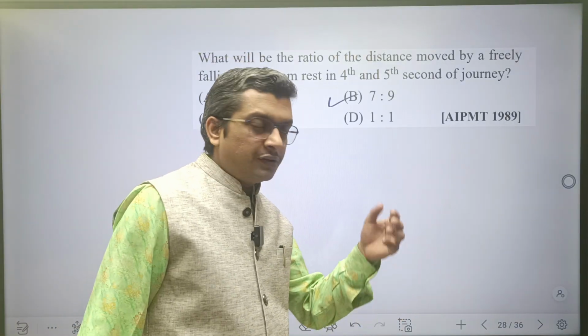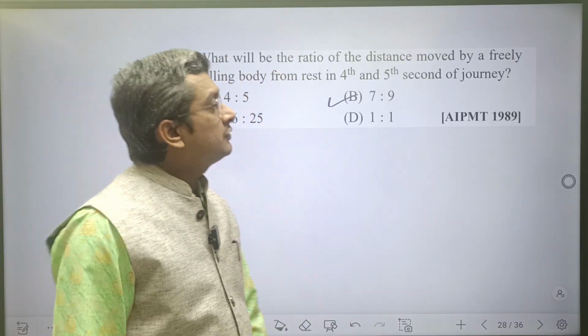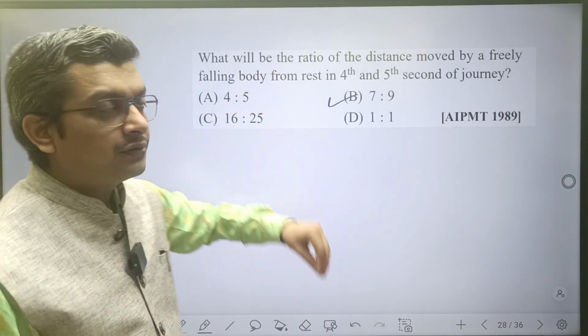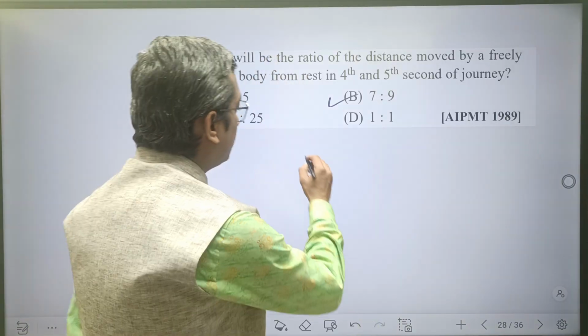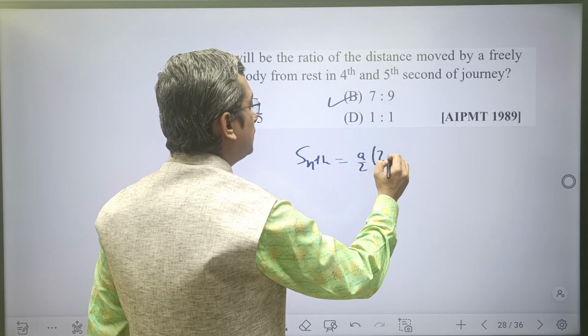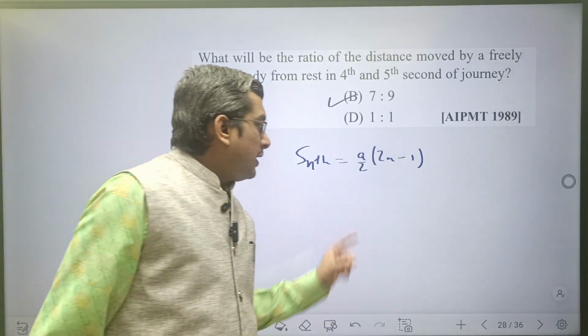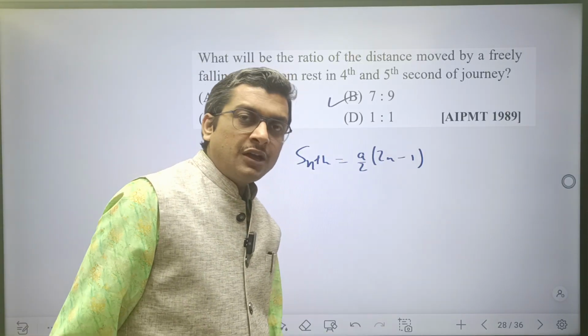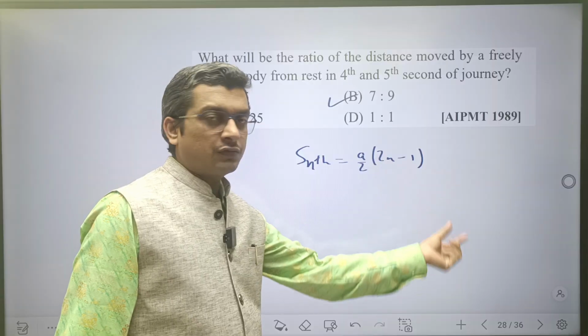Because we are left with this one, displacement in the nth second is u plus a by 2, 2n minus 1. Since the bodies fall freely, free falling means initial velocity u is 0. So we are left only with a by 2, 2n minus 1. In this case both bodies fall freely, and a in both the cases is same. So when you find the ratio, this a by 2 gets cancelled and you are left with 2n minus 1.